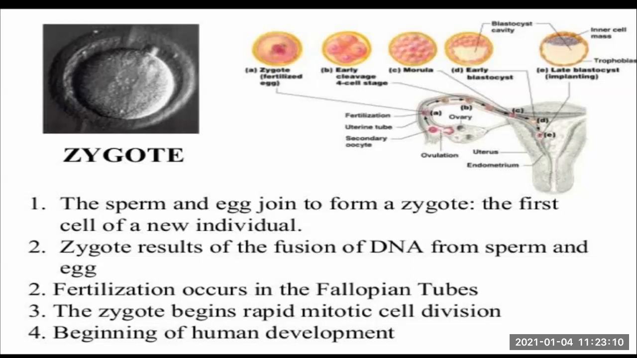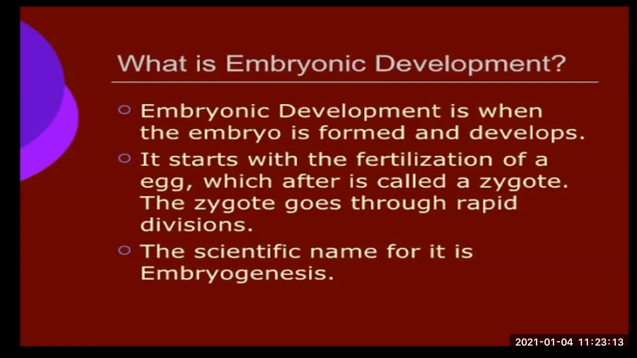human development. So, what is embryonic development? Embryonic development is when the embryo is formed and develops, right? It starts with the fertilization of the egg, which is then called a zygote, and the zygote goes through rapid division. The scientific name for it is embryogenesis. From fertilization to the zygote, and the stages we have seen, the morula and blastula. Like spermatogenesis, the scientific name for embryonic development is embryogenesis.